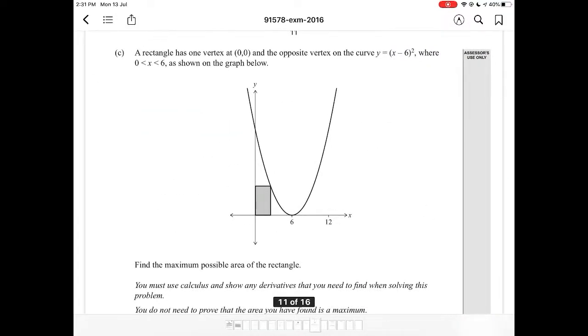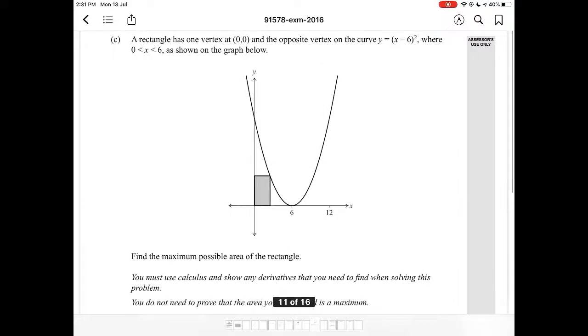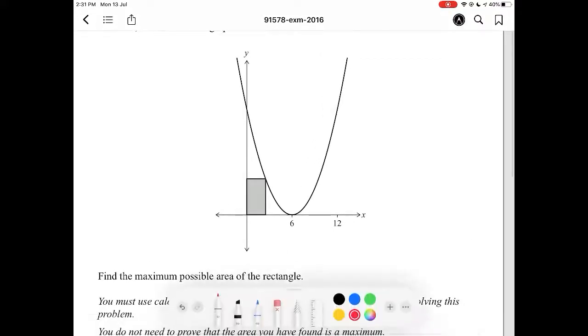Question C. A rectangle has one vertex at (0, 0), and the opposite vertex on the curve y equals (x minus 6) squared, where x is between 0 and 6, as shown in the graph below. Find the maximum possible area of the rectangle. Alright, so this question, we know that the height of this rectangle is just equal to the y value of the parabola, so that's y.